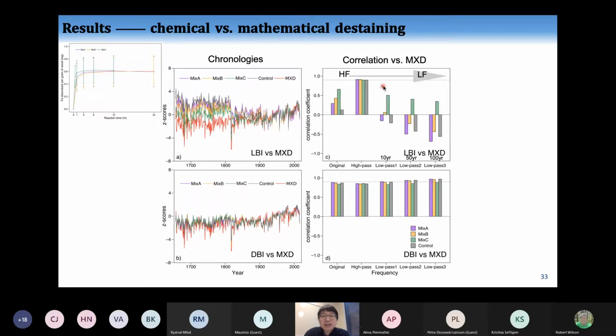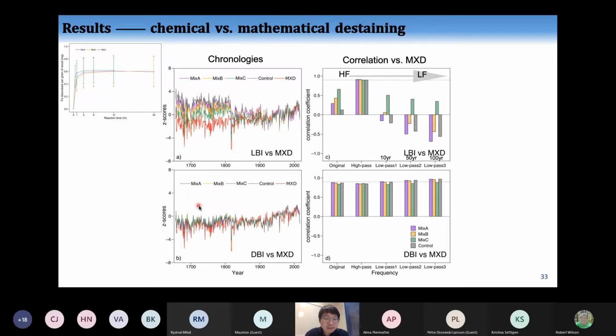And the correlation analysis also showed that these chronologies only showed a high fraction of common high-frequency signal, but the bias could be so large toward the low frequencies. But soon I got very surprising results with delta blue intensity data, which are shown in the bottom.